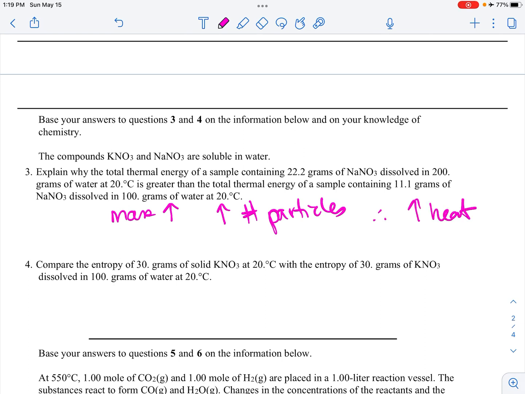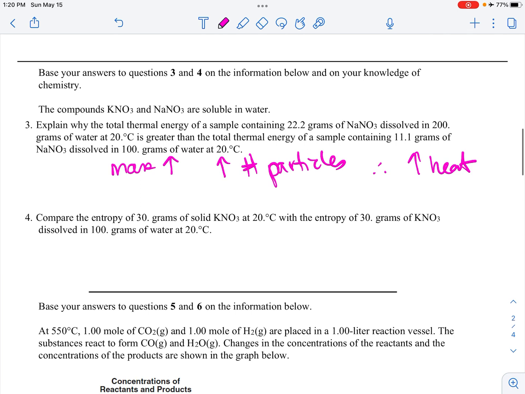What does the answer key say? Both samples are at 20 degrees Celsius. The larger sample has more matter. The larger sample has twice as many particles. Total thermal energy is directly proportional to the masses. You have something like that.